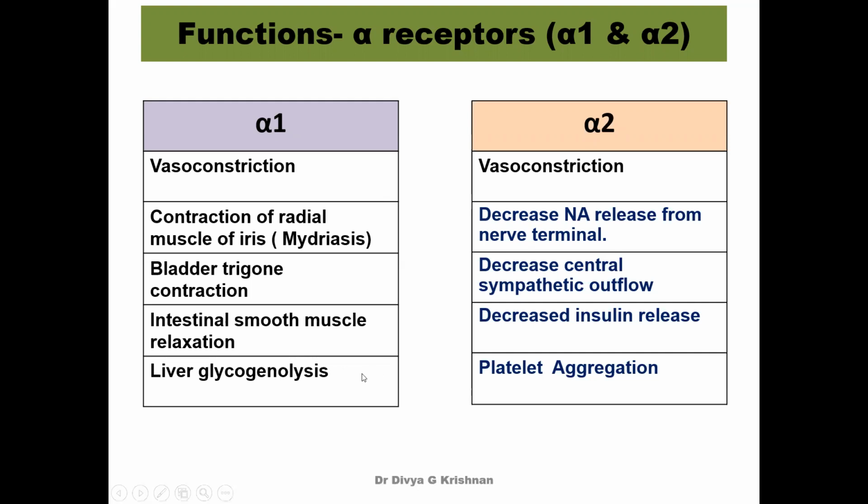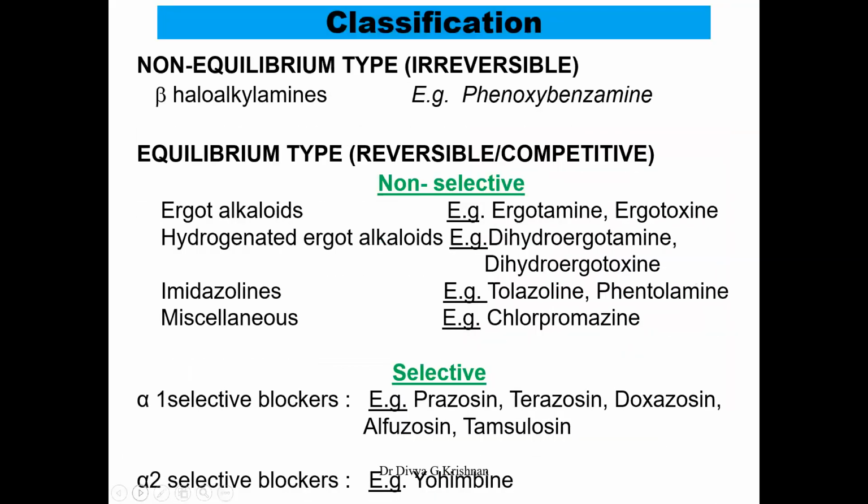Now, this is very important. This is a core thing that you have to remember in order to understand the alpha blockers. Once you know the functions of alpha receptors, the rest of the topic becomes very simple for you to understand. So now we'll discuss the classification. This you have to learn by heart.